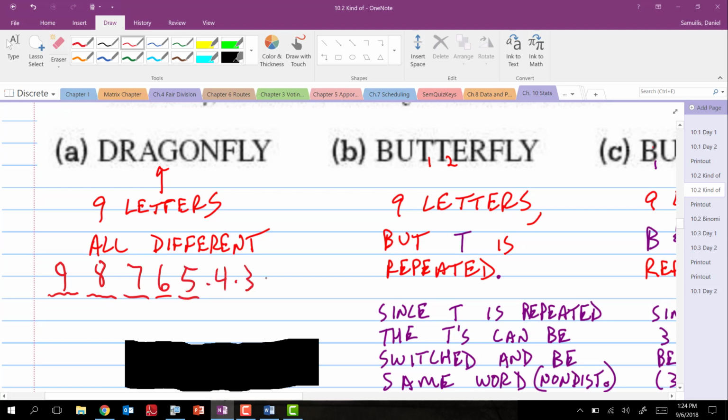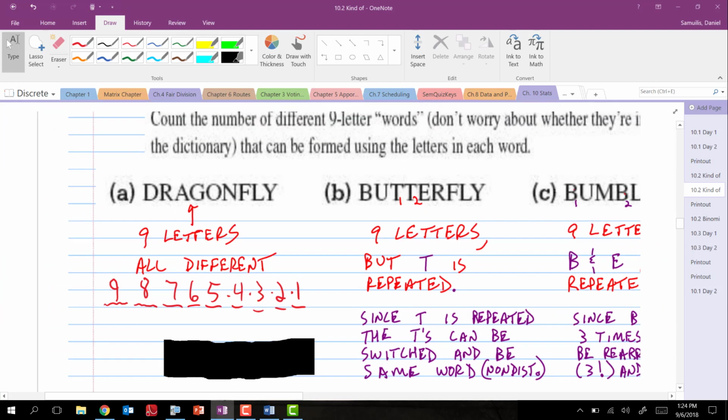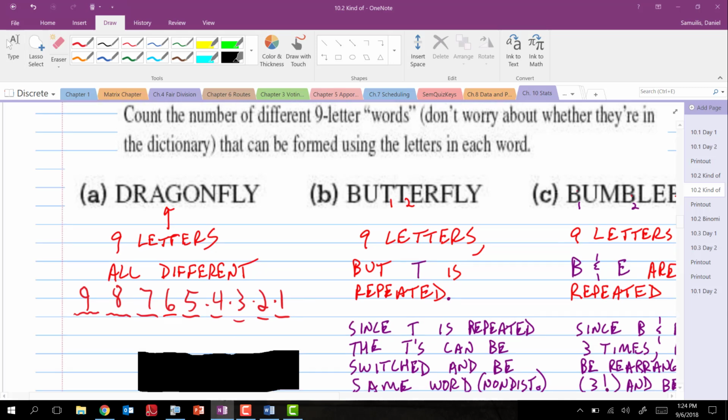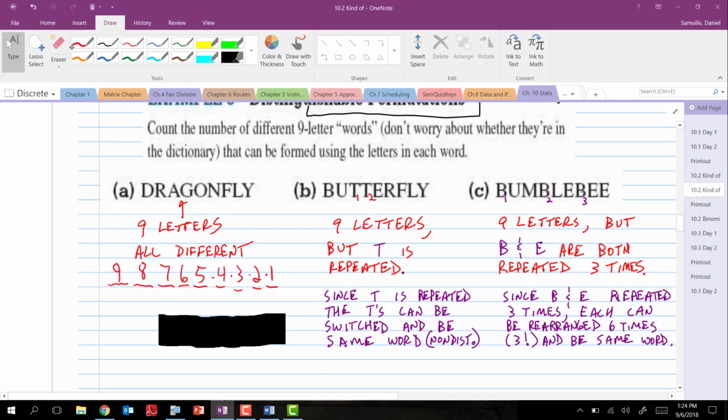What is this actually called? 9 factorial. Now do understand, I have 9 letters, and I want all the different 9-letter words I can make. So I am choosing all 9 letters to make new words, even though they may not be sensical words or words in the dictionary. So this is the same as 9 factorial, which would be 362,880.